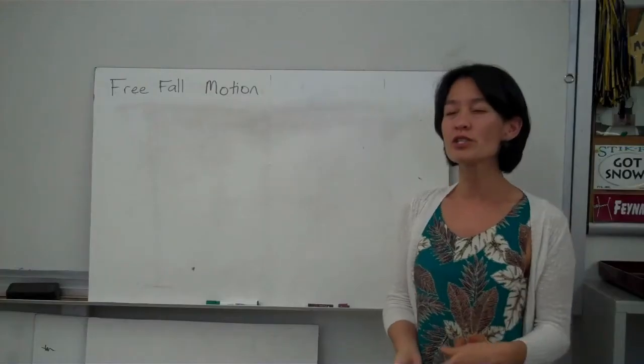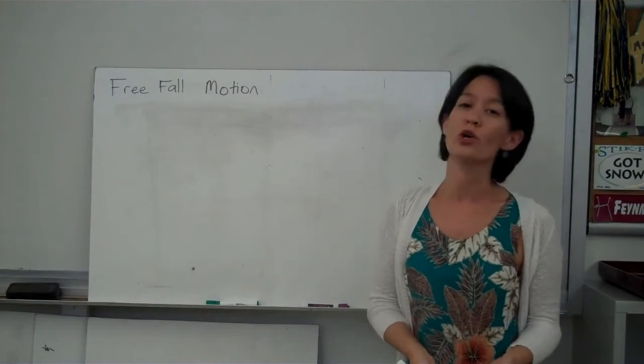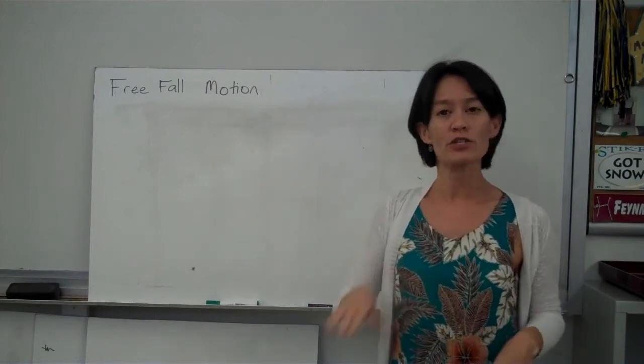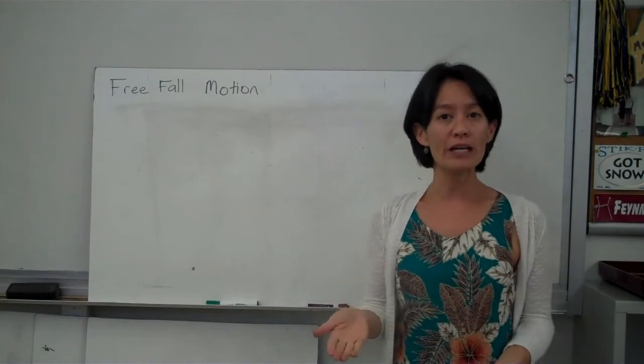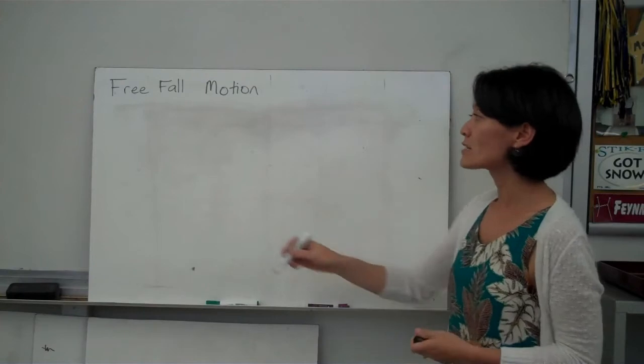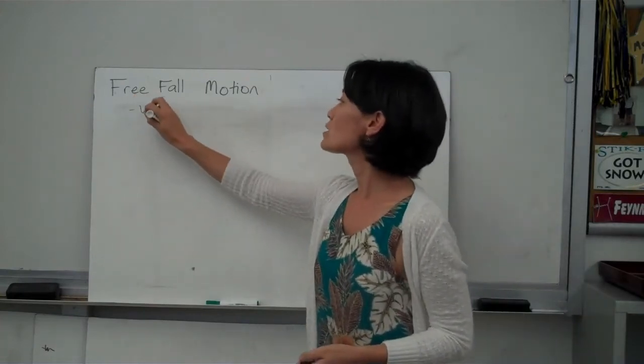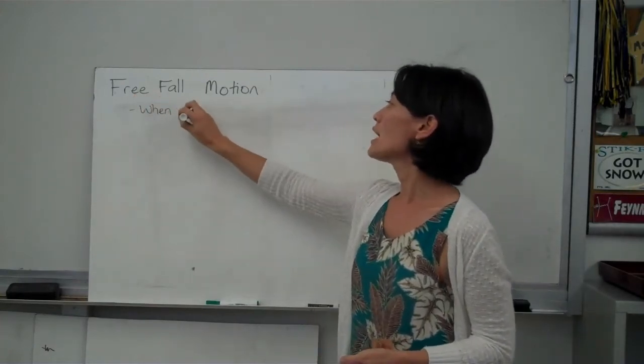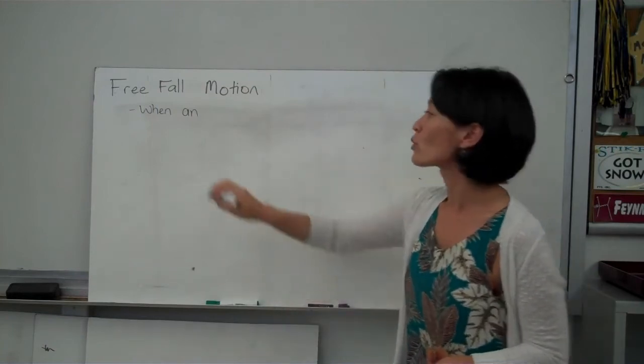Okay, so this lecture is meant to introduce you to the idea of free fall motion. So far we've been looking at things that are just moving horizontally, and now we're going to investigate what happens when things are actually moving vertically. So free fall motion is defined as when an object is moving in the vertical direction and is only under the influence of gravity.